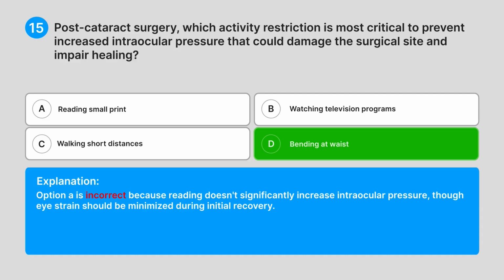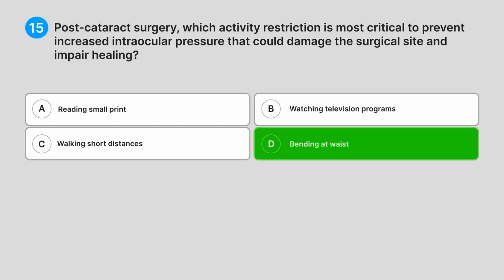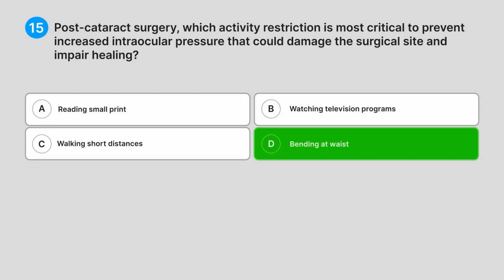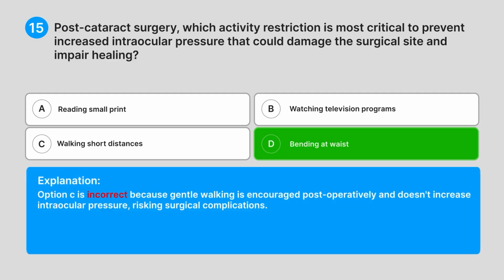Option A is incorrect because reading doesn't significantly increase intraocular pressure, though eye strain should be minimised during initial recovery. Option B is incorrect because watching television at appropriate distances doesn't increase pressure or strain the healing surgical site. Option C is incorrect because gentle walking is encouraged post-operatively and doesn't increase intraocular pressure or risk surgical complications.